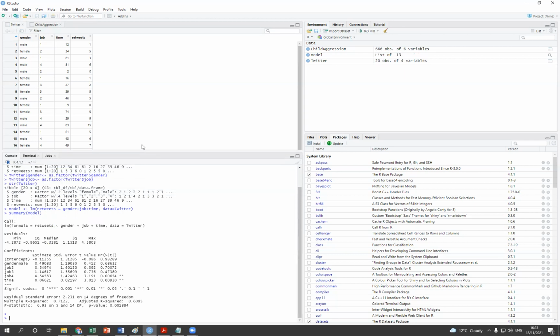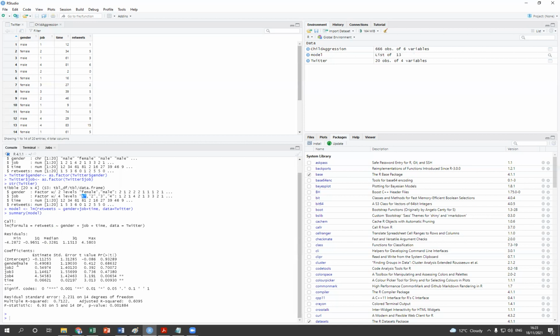So what happens is that we've got this intercept, gender male, job 2, job 3, and job 4. There is no gender female and there is no job 1. If you look at here, we have gender 2, the first one is female, the second one is male. And definitely the 1 is the first category in the jobs. So we don't see the first one. Why?